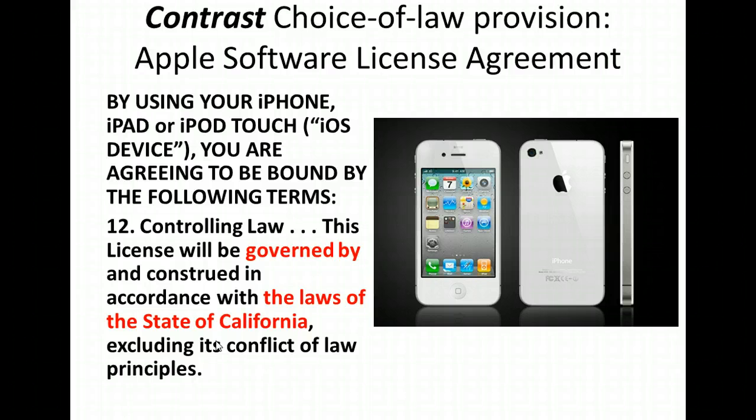But it's not an automatic thing. In other words, just because a state's law is deemed to govern any disputes, that does not mean that that state is going to necessarily have personal jurisdiction over the parties to the agreement.